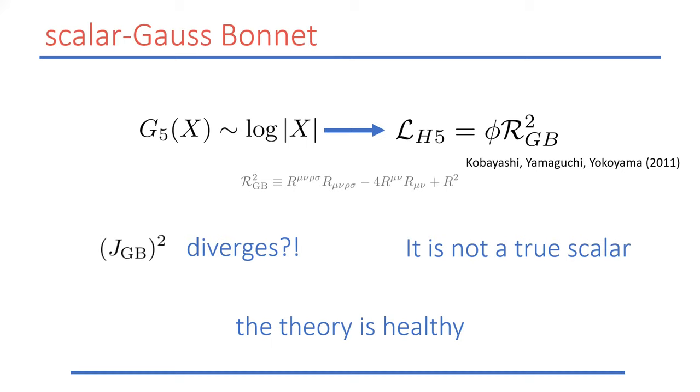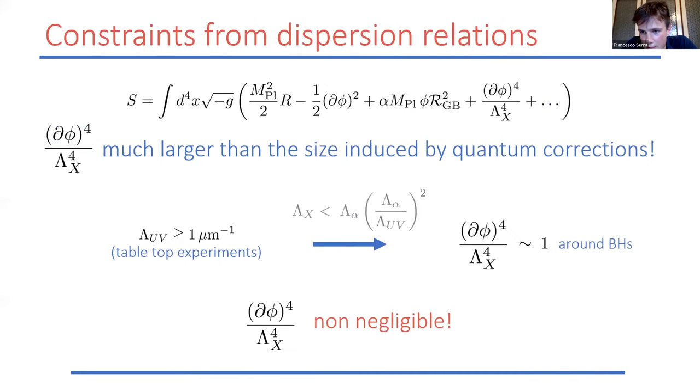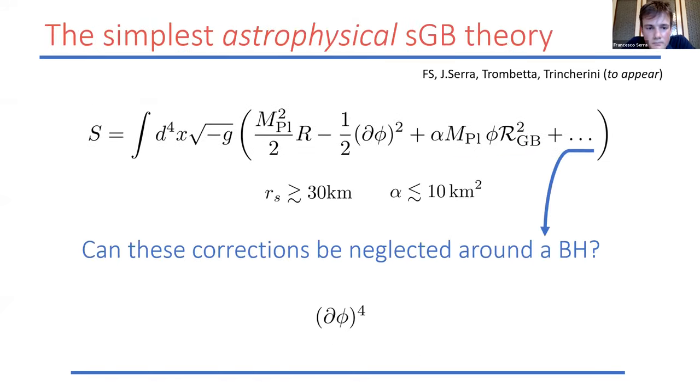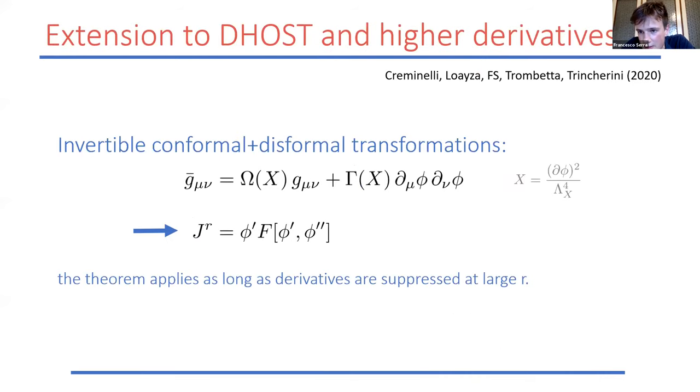from GLPV, or do we need to go to DHOST to have these extra operators? No, I'm saying (dphi)^4, which is not P of X. Are you talking about other extra operators? I just want to know from which class you take your operators, not from the EFT point of view. I'm thinking about Horndeski, possibly also theories that are obtained with invertible conformal-disformal transformations. Yeah, because when you do this transformation, you go to DHOST.